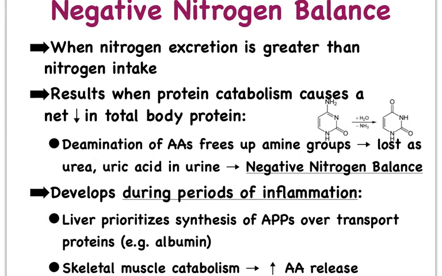So we see protein catabolism occurring, so that we see a net decrease in total body protein. We're breaking down proteins to release amino acids so that they can be used to make the kinds of proteins, like the APs, that we desperately need for inflammation. And so that's how we end up with that negative nitrogen balance.